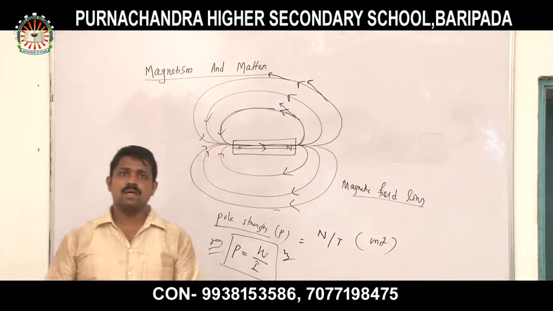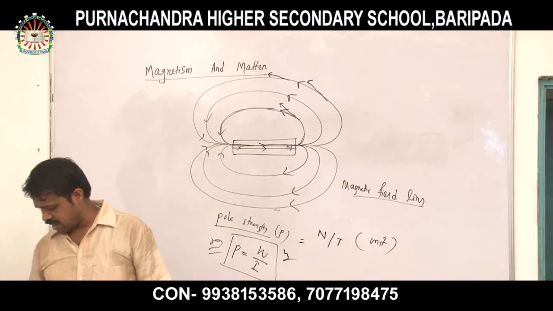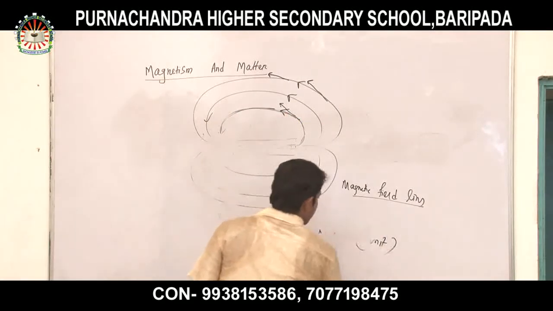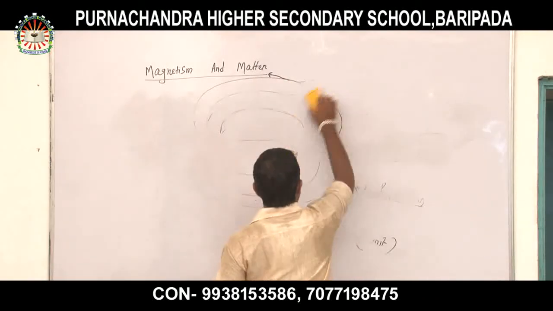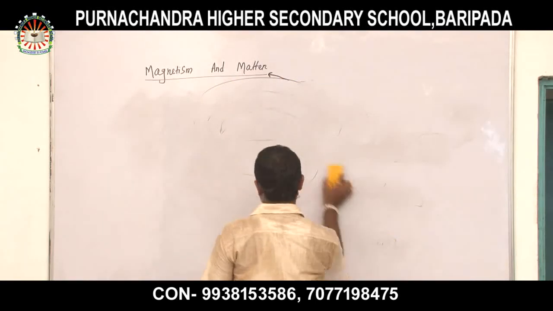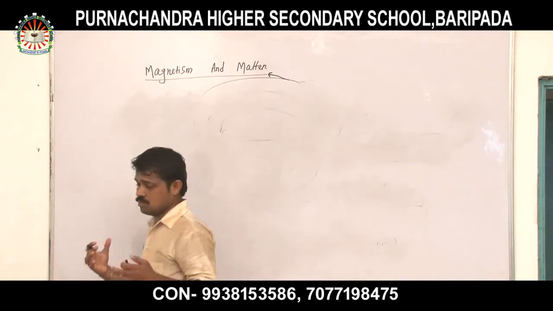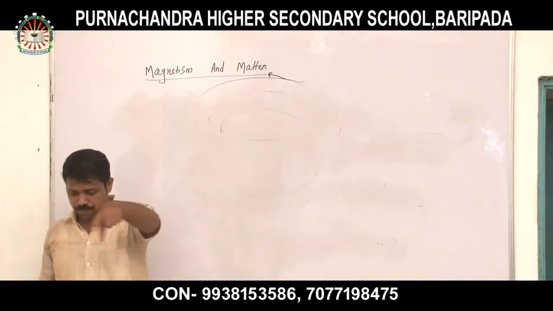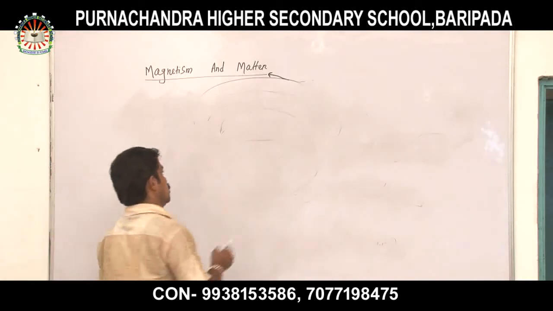Understood? Okay. So now this is another thing. Let us discuss the last thing. Look very carefully. In this part, we will discuss how a current carrying loop behaves like a magnetic dipole. So let us look at it very carefully.